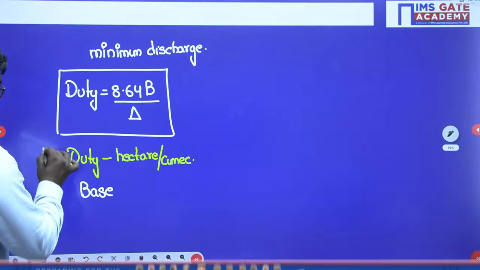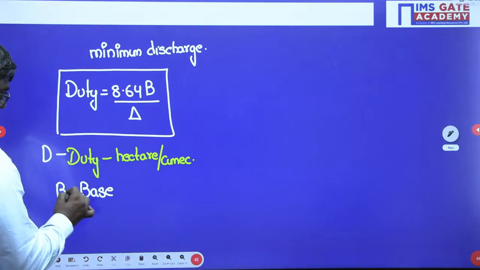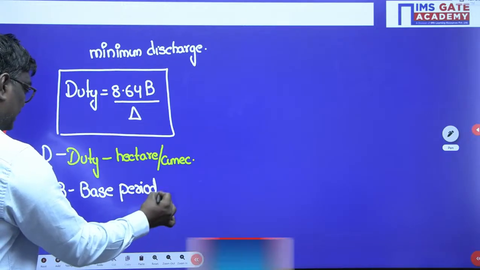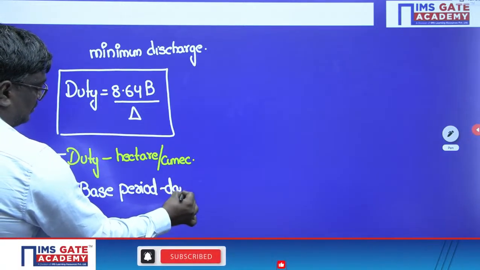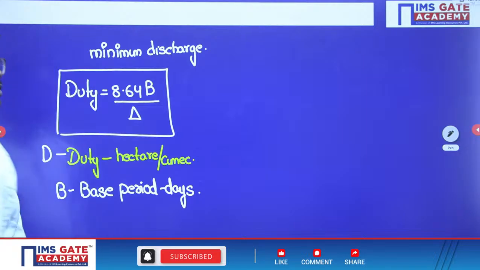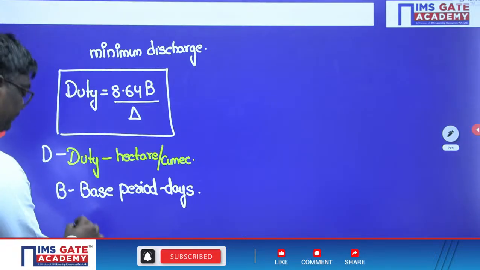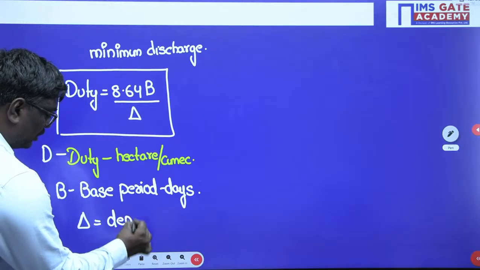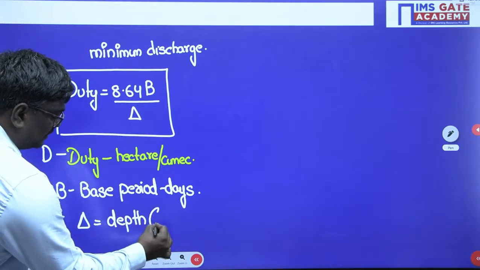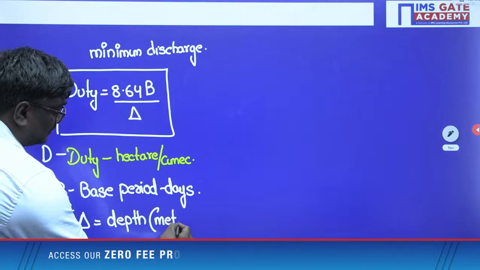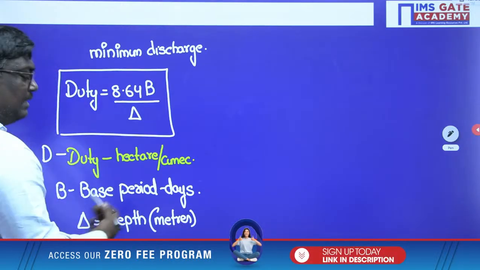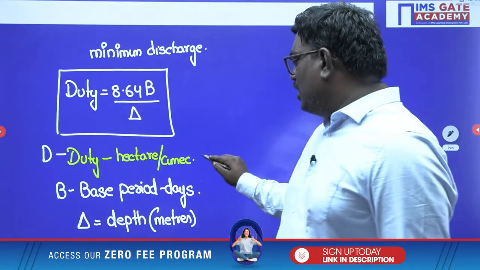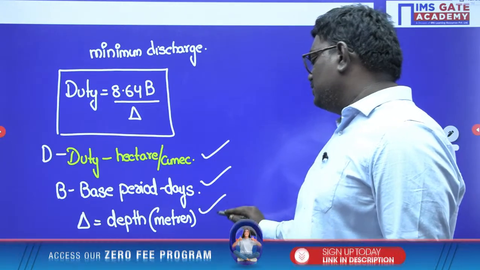Base period is B, which is always in days. Delta, the depth or runoff depth, depth of water, should always be in meters. They might give you any other units, but you have to substitute the values in this way only.